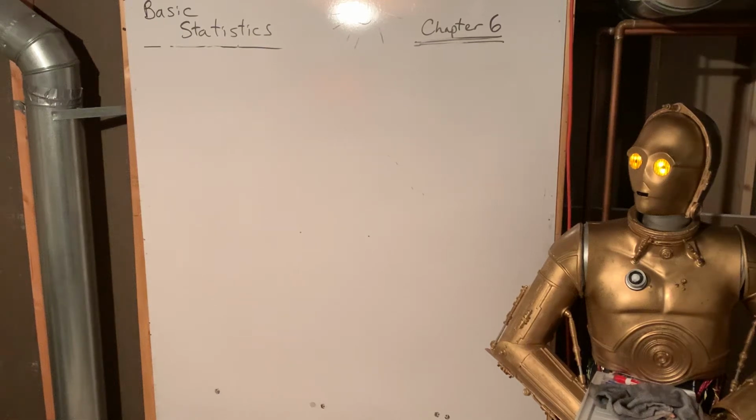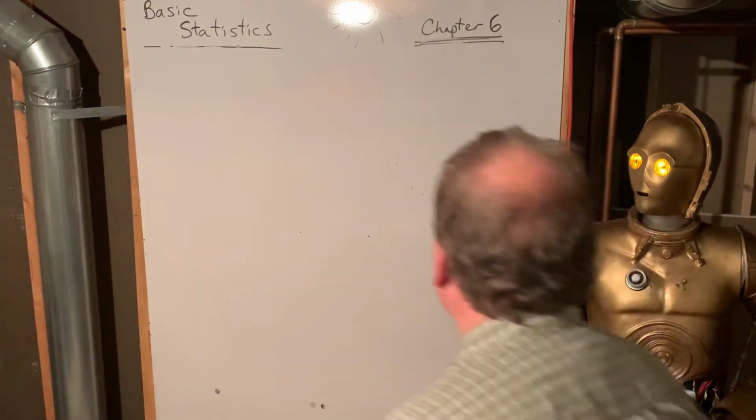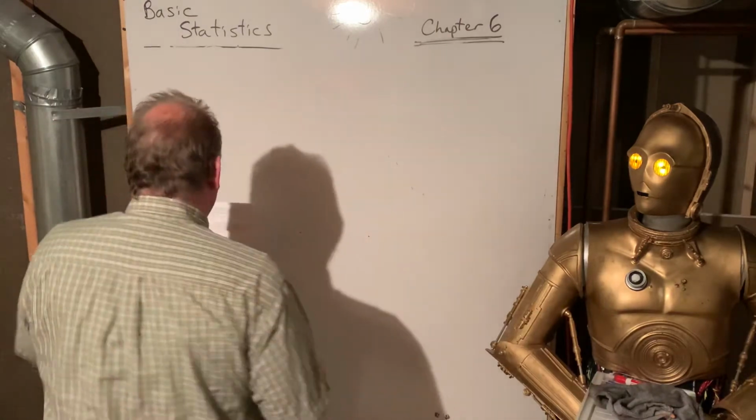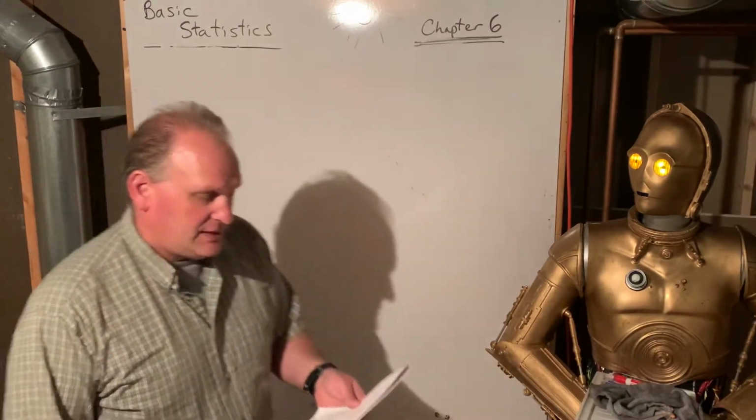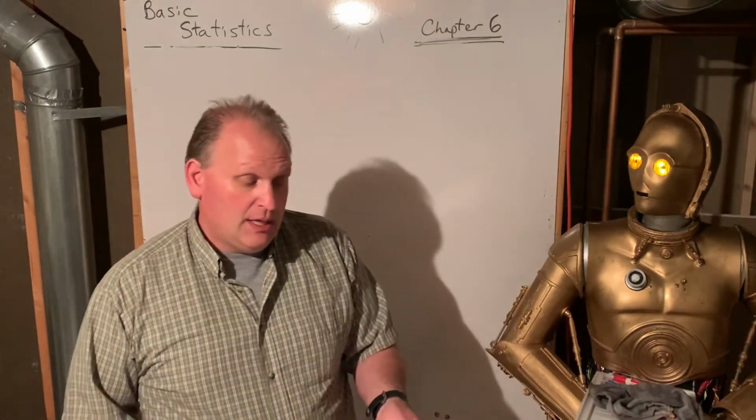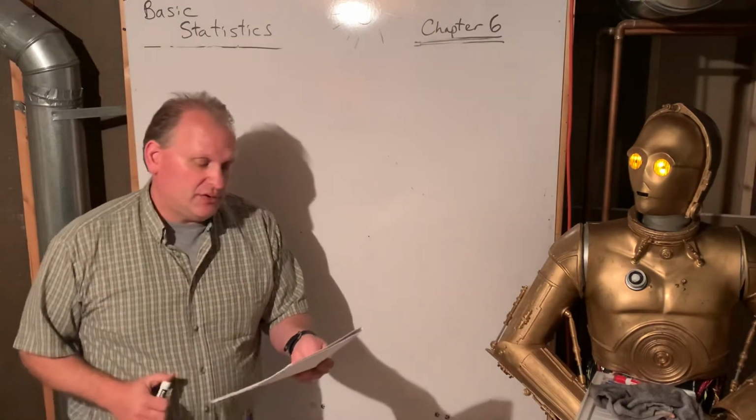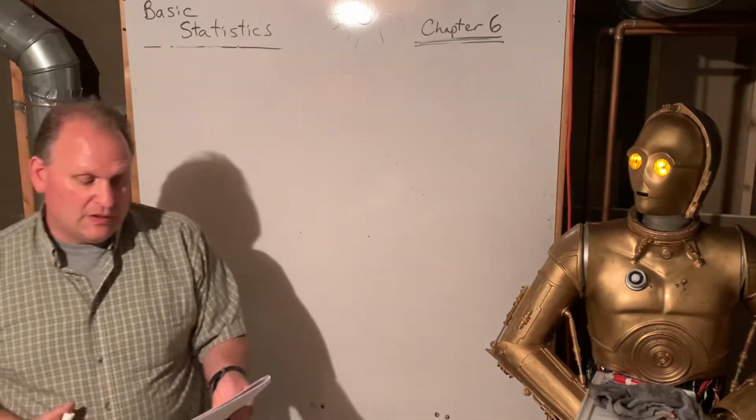Okay, we're back. This is basic statistics. We're looking at chapter 6. We're going to cover 6.3 and 6.4. So 6.3, sampling distributions and central limit theorem.